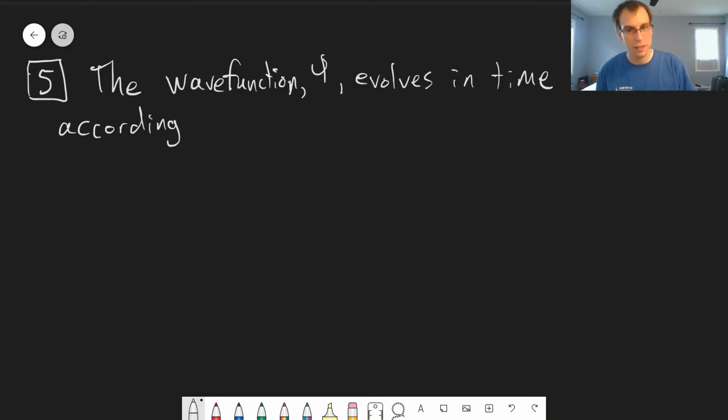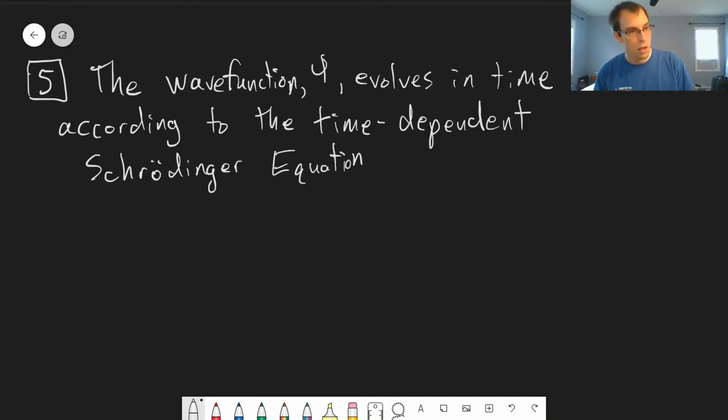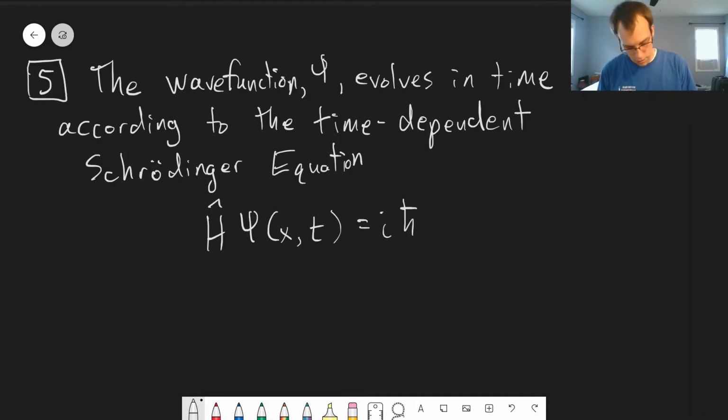This is similar to how when we were looking at the vibrating string, we could find how the string vibrates over time. This is a similar idea. We will almost always ignore the time dependence and look at the time-independent Schrodinger equation, but the time-dependent Schrodinger equation is that H operating on the wave function, which can be a function of position and time, in one dimension, is equal to i h bar times the derivative of the wave function with respect to time.